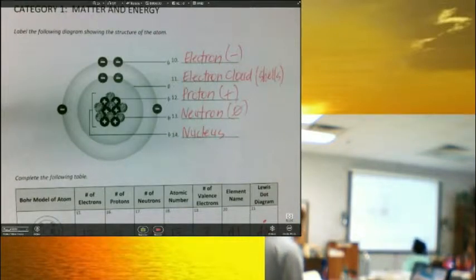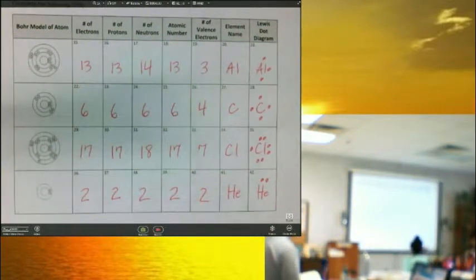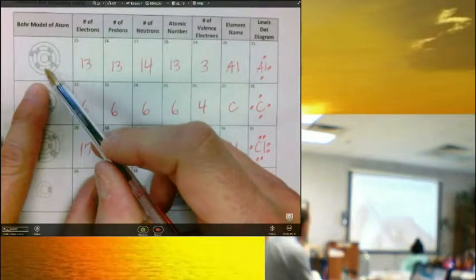Okay, Carl, sit down. Here's the answer there. Okay. Here's the diagram. I'm going to go through one of them. Don't just copy it down. Okay? I'm going to show you how to do the first one. So just watch. To get the electrons, you just count them. When you count them, there's 13.